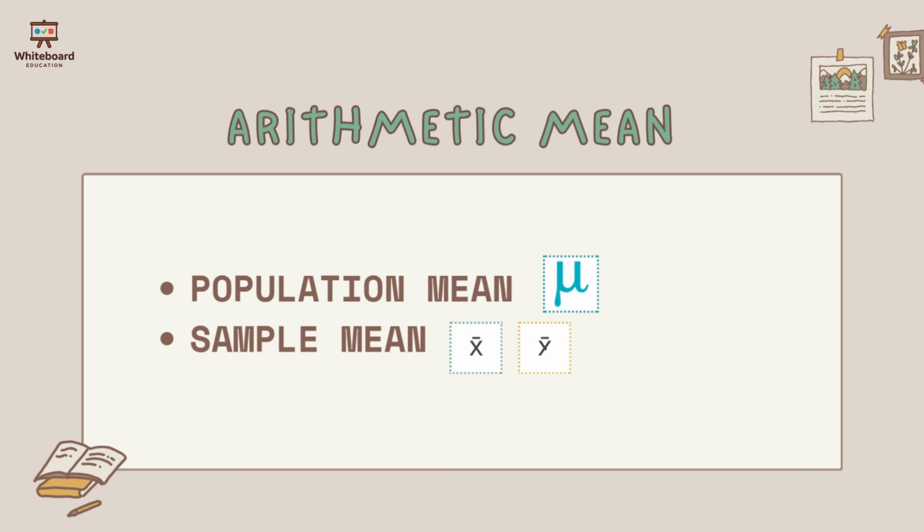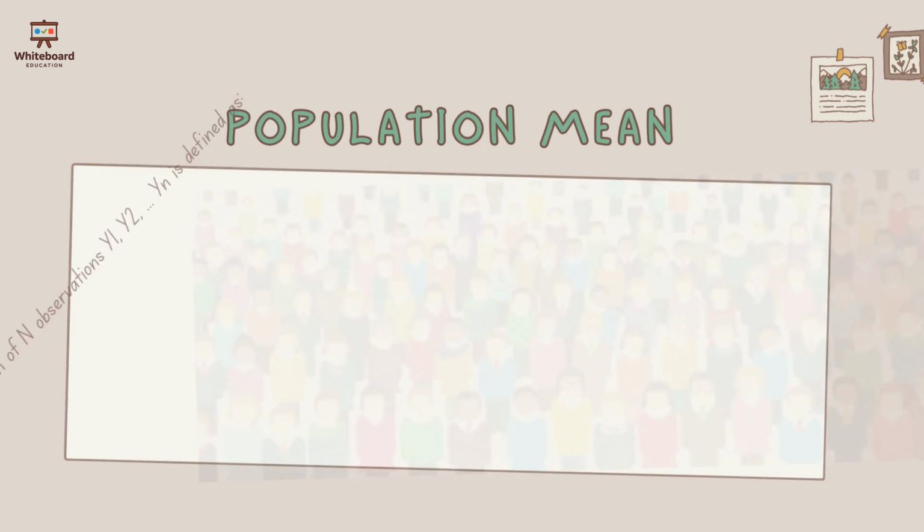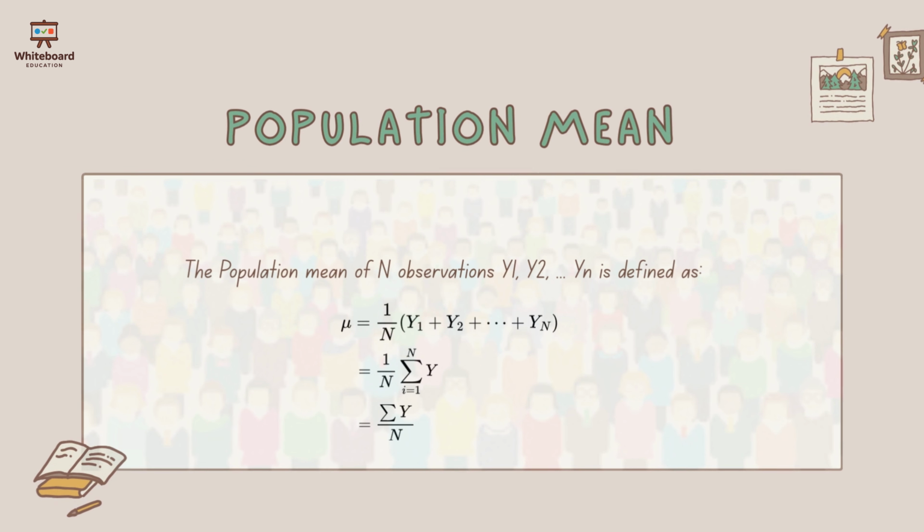Now, let's look into arithmetic mean for ungrouped data. For that, the population mean of n observations y1, y2, y3 till yn is defined as this. Mu equals y1 plus y2 till yn over the total population, and remember, in population we use capital N and capital Y's, while in sample mean we use lowercase. Anyways, for the sum of all the observations y1, y2 till yn we use summation and divide it by the total population. Hence using the formula summation y divided by n.